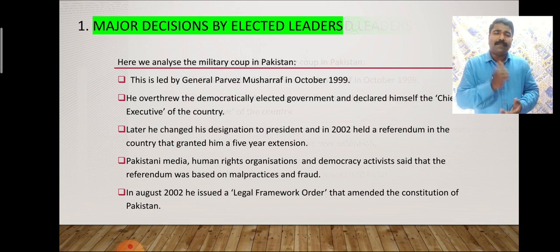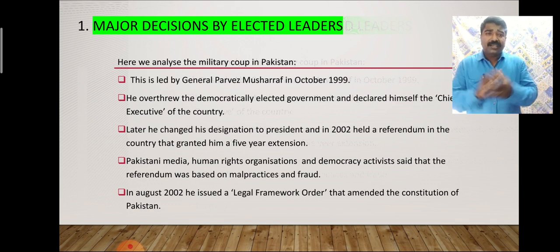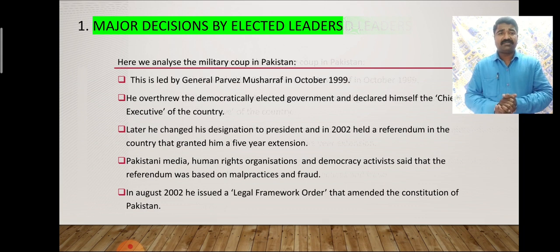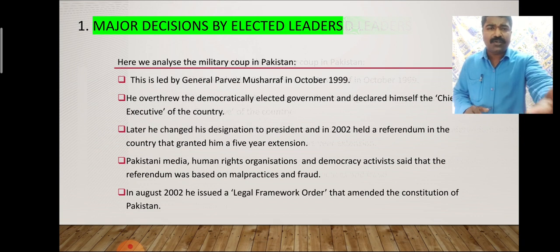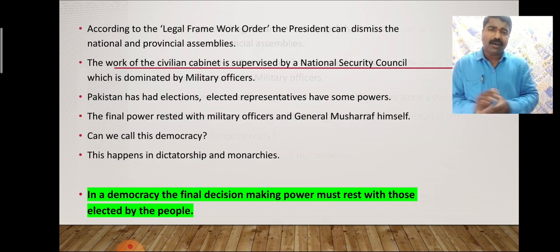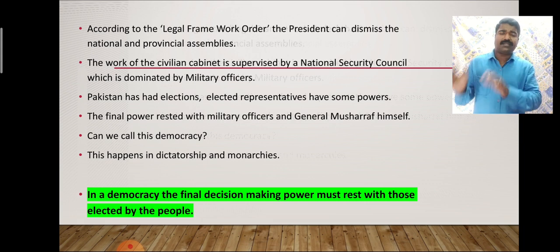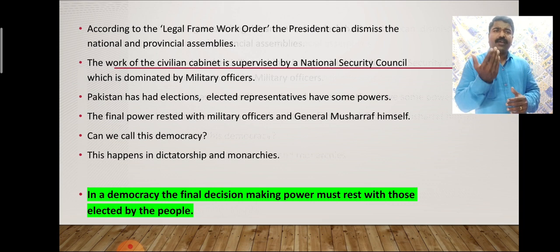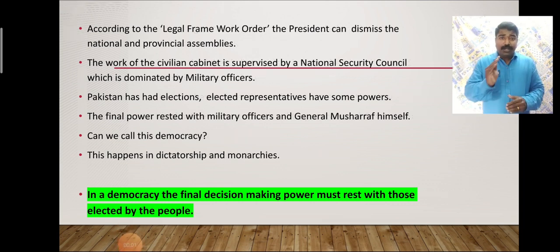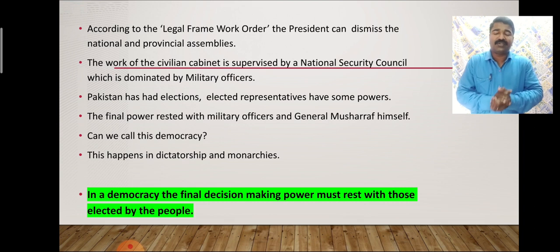In 2002, what happened? He issued a legal framework order that amended the constitution of Pakistan. Pakistan had a constitution; it was a democratically elected government, a democracy. What happened to that constitution? It was amended by the legal framework order. What is this legal framework order? According to it, the president can dismiss the national and provincial assemblies.